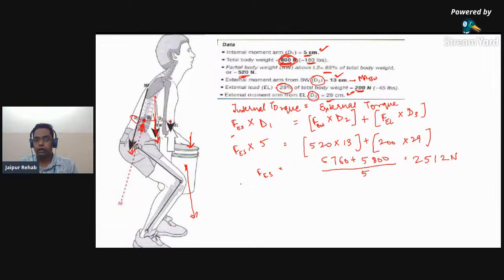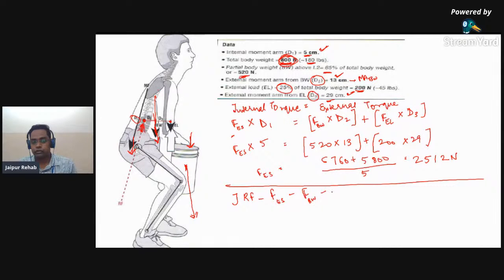ठीक है ना. तो अब अगर मैं कैलकुलेट करने की कोशिश करूं ज्वाइंट रिएक्शन फोर्स, तो ज्वाइंट रिएक्शन फोर्स विल बी माइनस, बिकॉज हमने कहा है स्टैटिक पोजीशन में है, इंटरनल एक्सटर्नल टॉर्क इज इक्वल, सो द रिजल्टेंट फोर्स व्हिच इज एक्टिंग ऑन टू L2 L3 सेगमेंट मस्ट बी 0. सो JRF माइनस फोर्स बाय इरेक्टर स्पाइने माइनस फोर्स बाय बॉडी वेट माइनस फोर्स बाय एक्सटर्नल लोड मस्ट बी 0. नाउ लेट मी पुट ऑल द वैल्यूज.